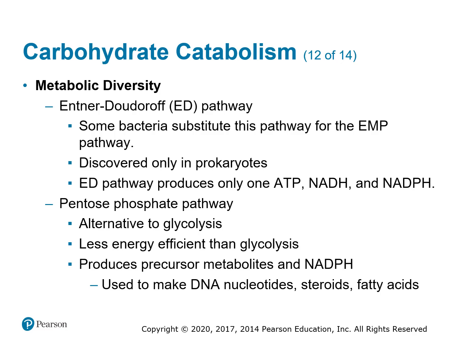Some pathogenic bacteria use the ED pathway in contrast to the EMP pathway, which is the one that we just covered. Again, this is only in prokaryotes. So instead of producing two, they only produce one ATP, one NADH, one NADPH, in contrast to the two of the traditional pathway. You can also have the pentose pathway, which is an alternative to glycolysis.